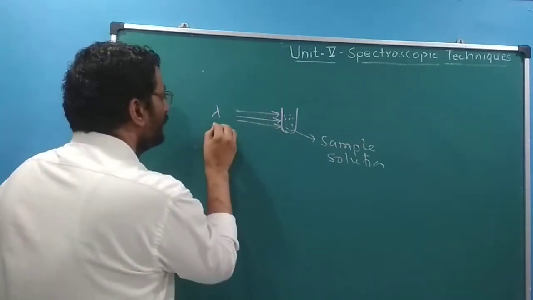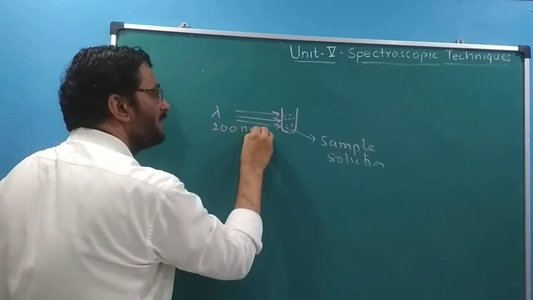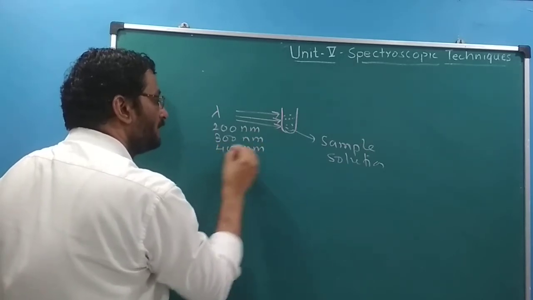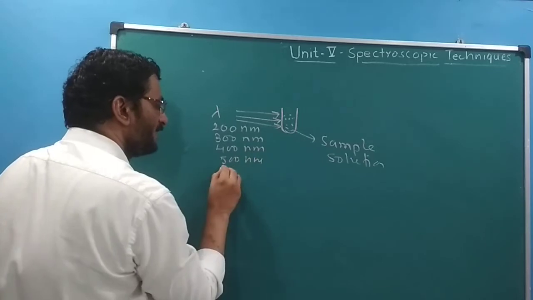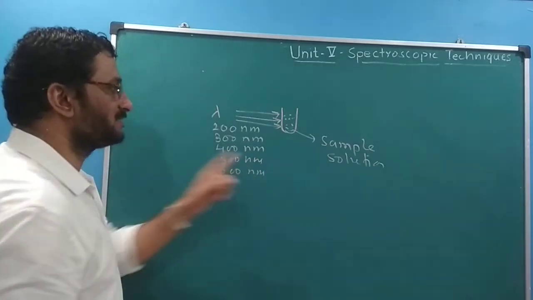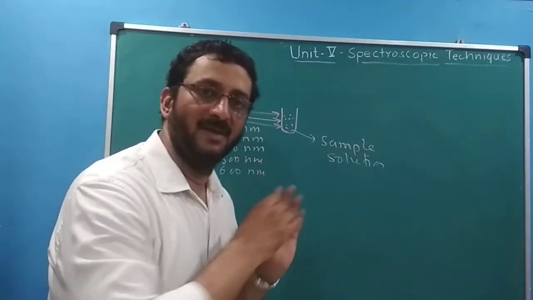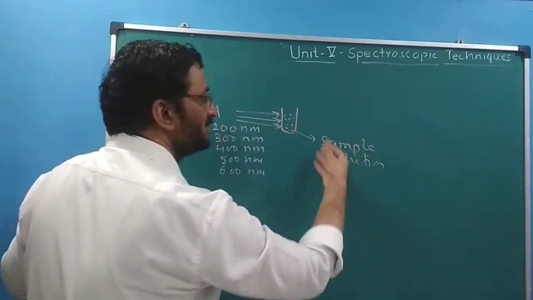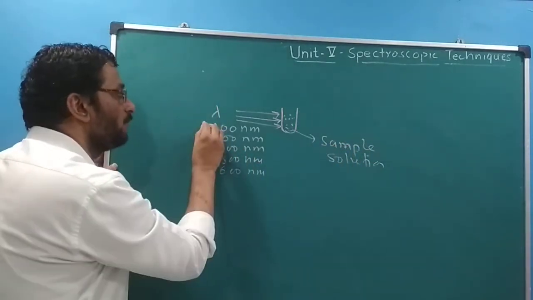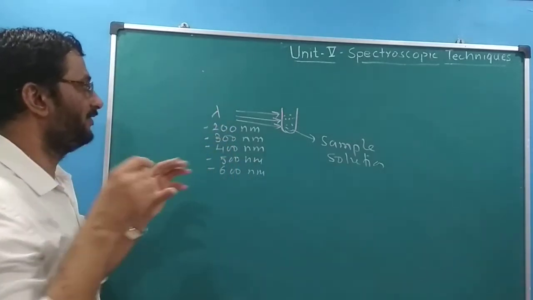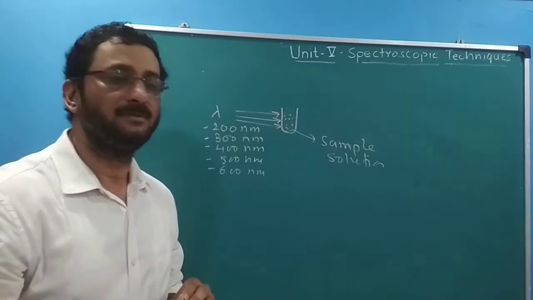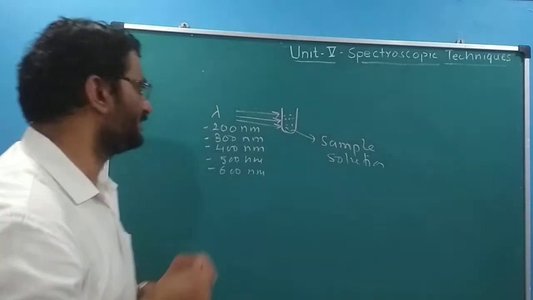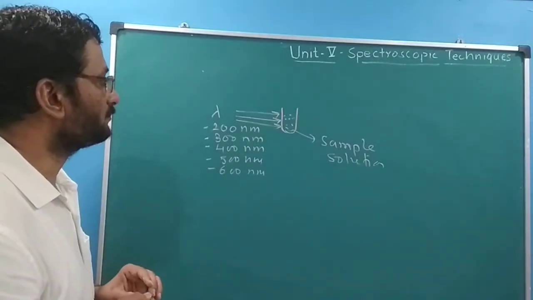Suppose we will hit 200 nanometer wavelength, next 300 nanometer wavelength, and then 400 nanometer, and then 500 nanometer wavelength. Roughly I am taking an example, and so on. Suppose we have a sample substance, and we are going for analysis of the sample. For that purpose we allow the sample substance to have interaction with these lights. First we'll hit 200 nanometer light on the sample, then 300 nanometer, then 400, 500 and 600. Now what happens?